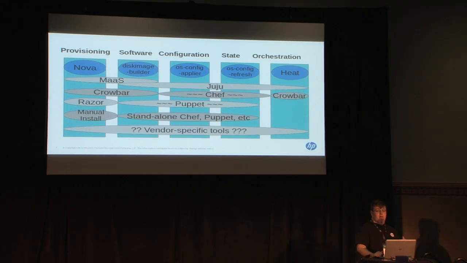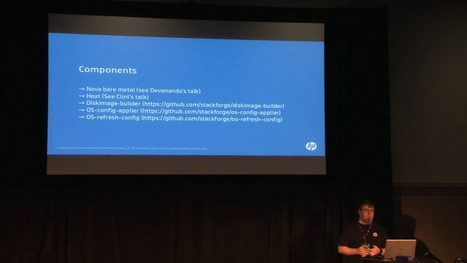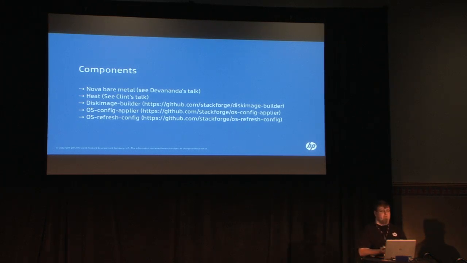OS Config Applier and Config Refresh are very, very small tactical things, just so you don't need a full-blown Puppet or a full-blown Chef to do what we're talking about. You can replace them by using Chef or Puppet if you feel that's the right way forward, or Juju. Nova Bare Metal is a key component for this because we need to be able to deploy things to actual machines, and Nova Bare Metal can deploy a disk image to physical hardware.